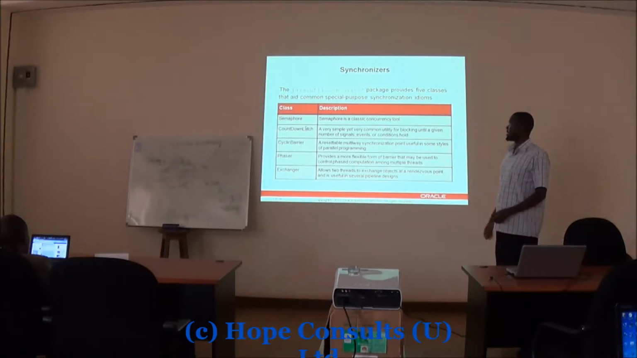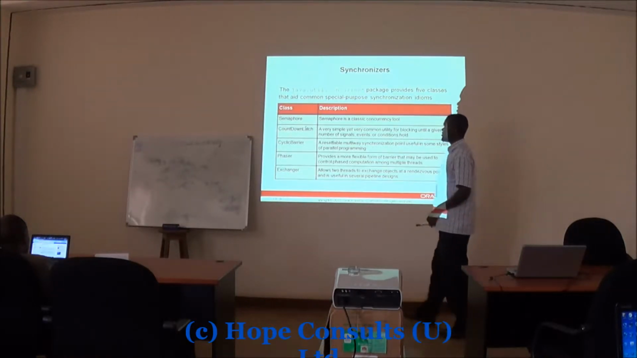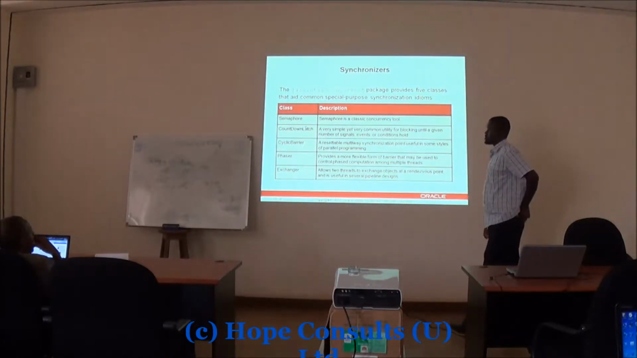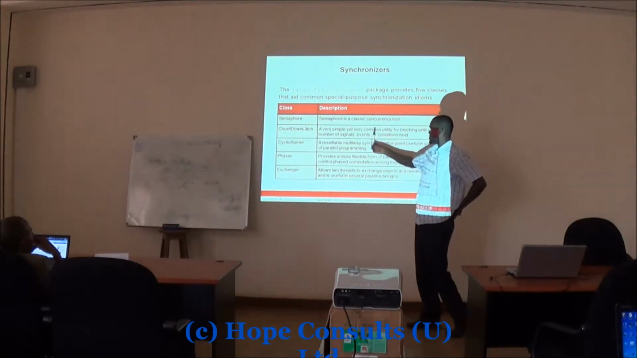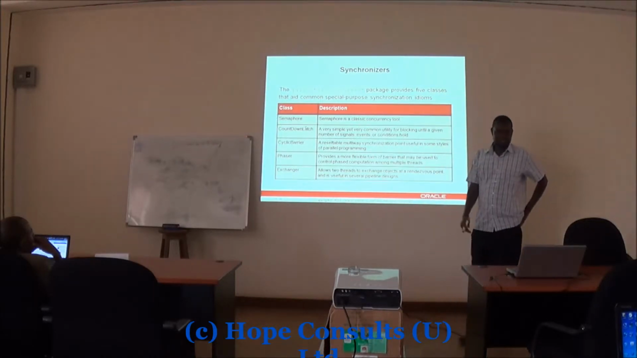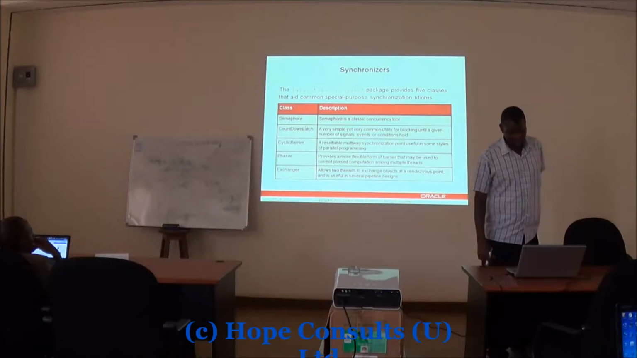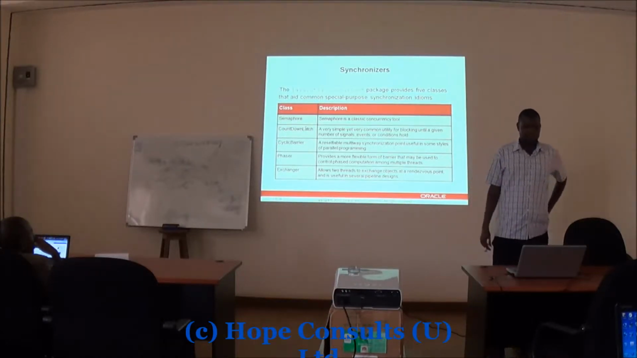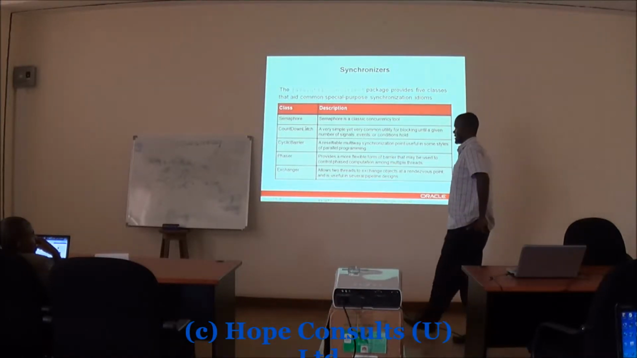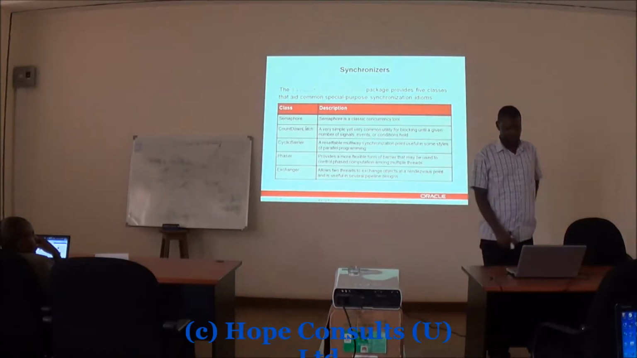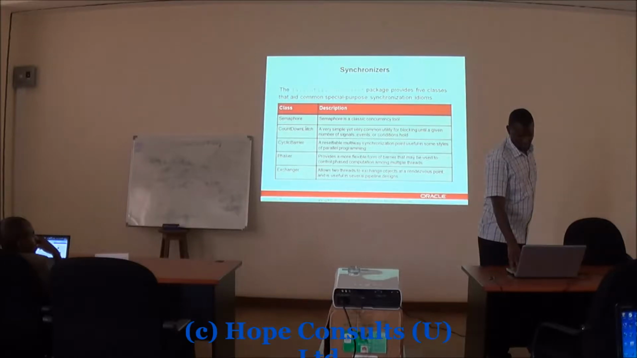Then there are several classes that you use for synchronization. There's a Semaphore class, and we also have a CountDownLatch, which is a simple utility that you can use to give signals and events. And then you have CyclicBarrier and Phaser. We'll be able to see how to use most of these as we synchronize our applications.